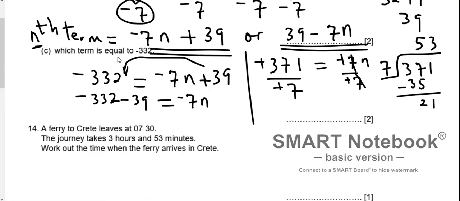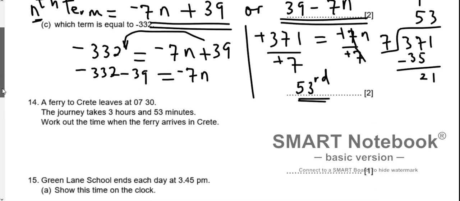So which term is equal to that one? So it is the 53rd term. So you write 53rd term. Okay.